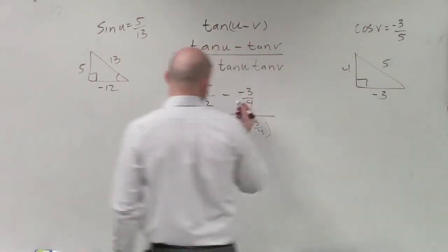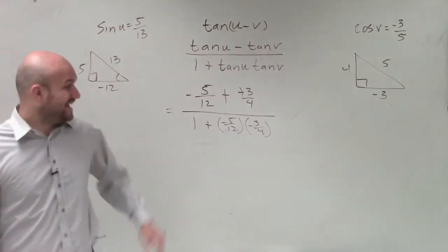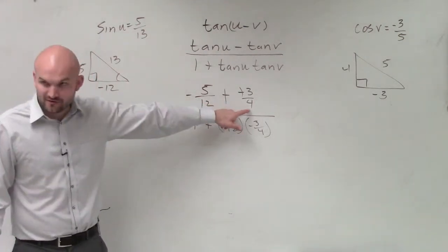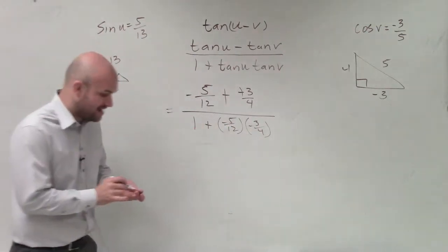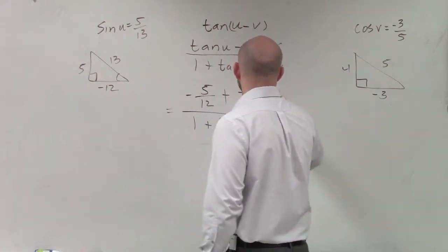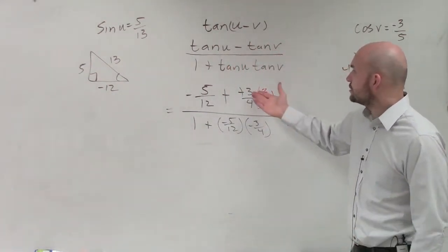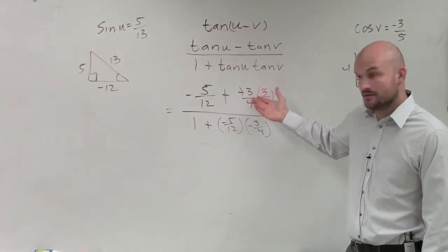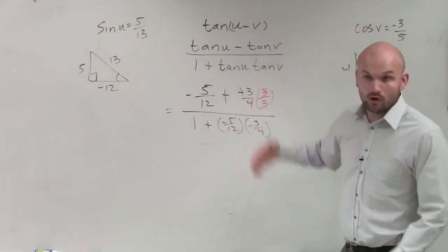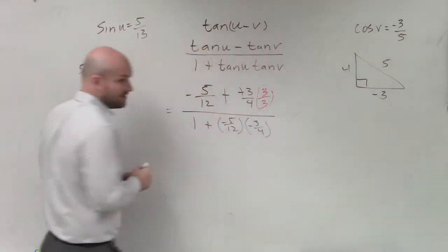Now, I obviously need to simplify. One thing you notice here is that's a double negative, so that's going to turn into an addition. And if I have to add a fraction with a denominator of 12 and a denominator of 4, I obviously have to get common denominators. So I multiply by 3 over 3 on this fraction to produce the equivalent fraction, and that gives me 9. 9 plus a negative 5 gives me 4. So I'm going to have 4 over 12, which reduces down to 1/3. Is everybody following my mental math?